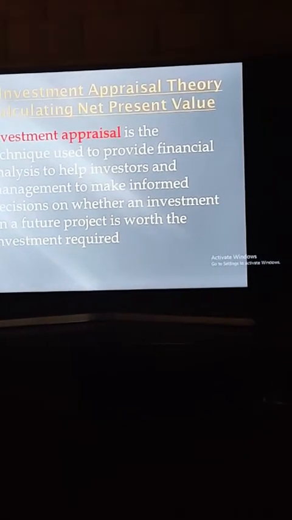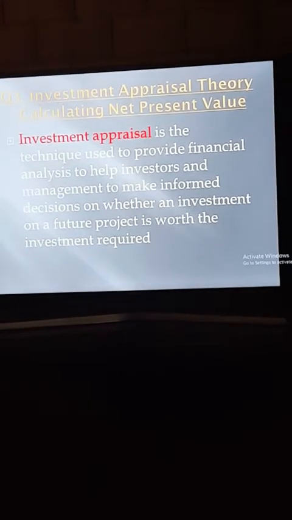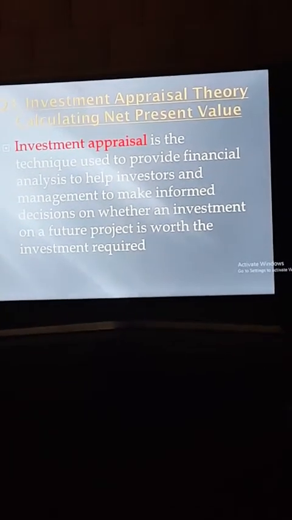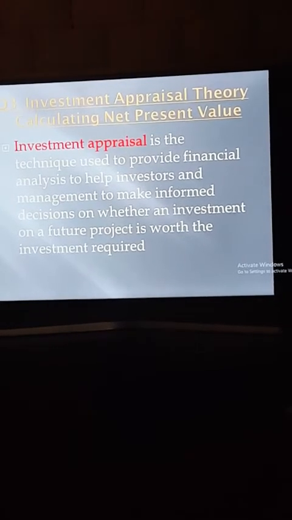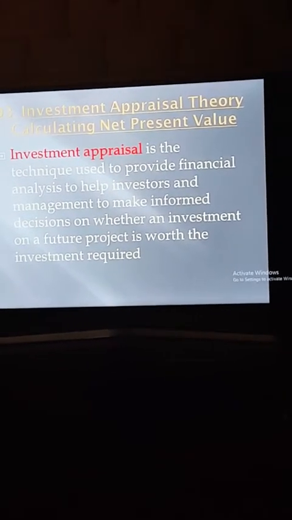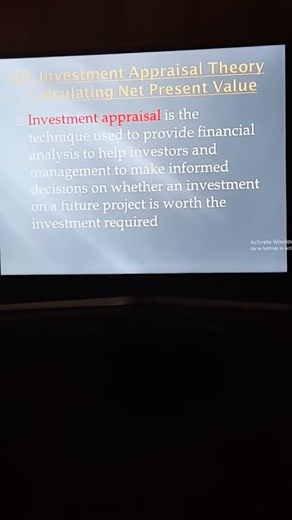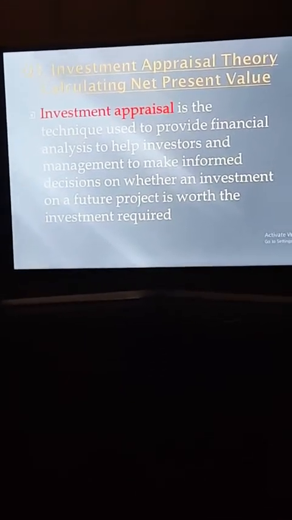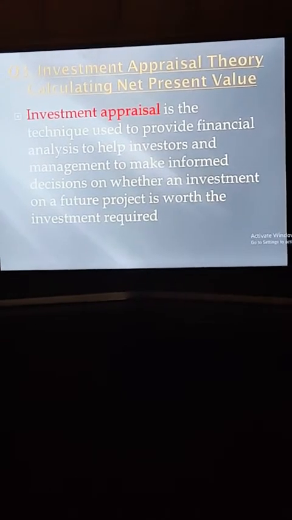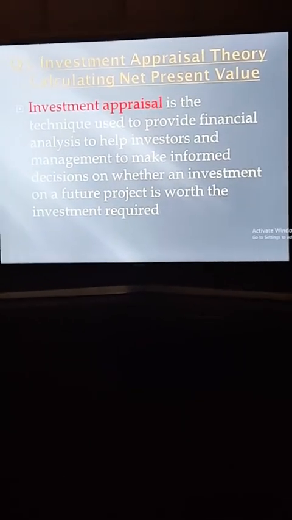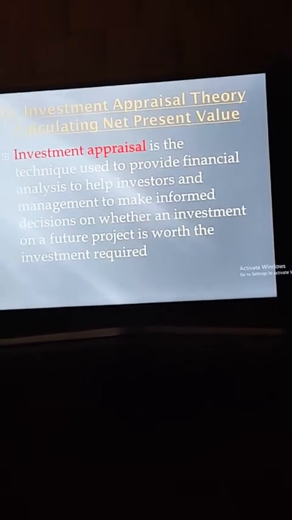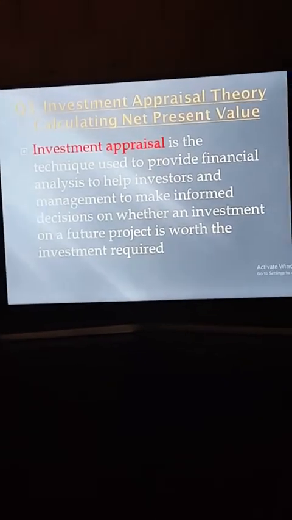So investment appraisal is a very important technique that we use to analyze finance and the investment in general, and make smart decisions based on that analysis, so that we can make a profit or be as profitable as possible.